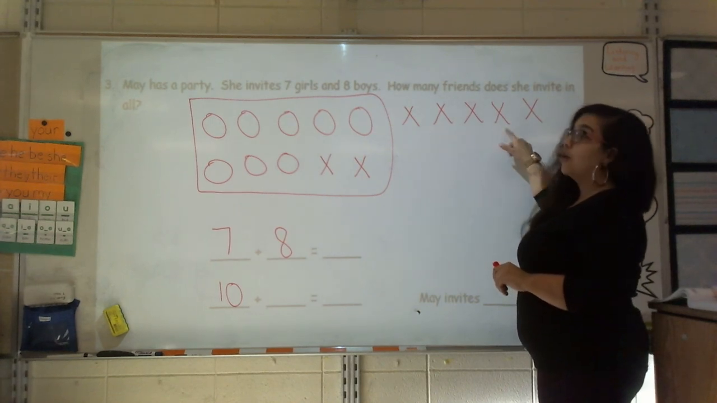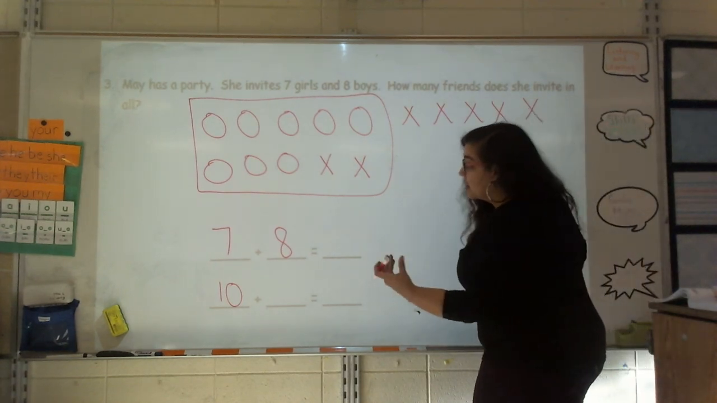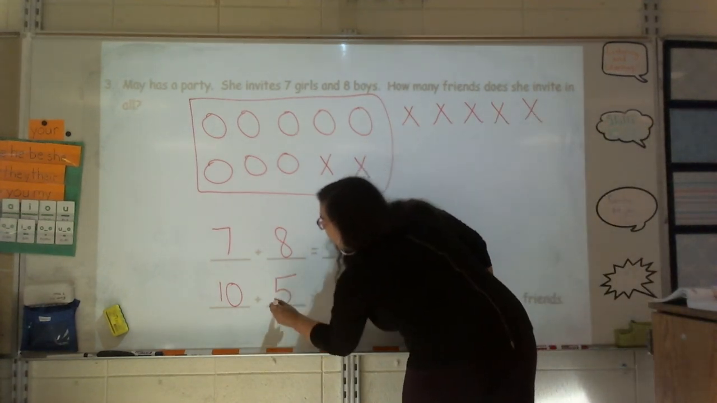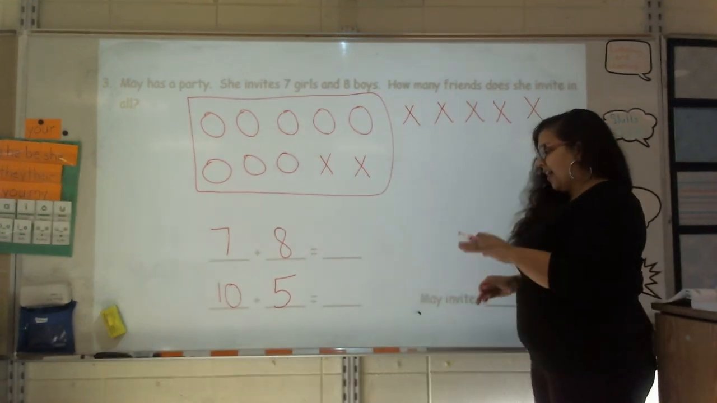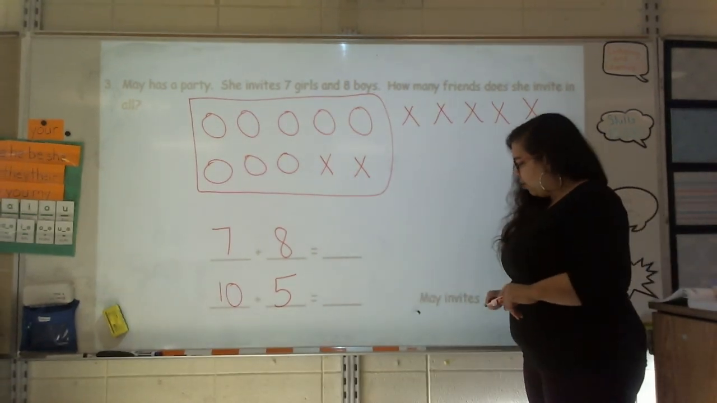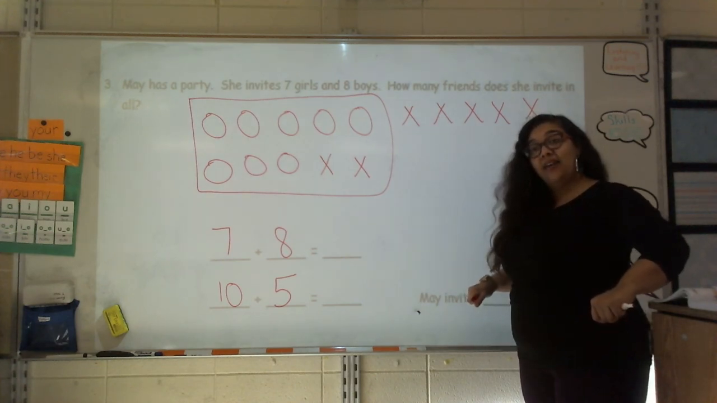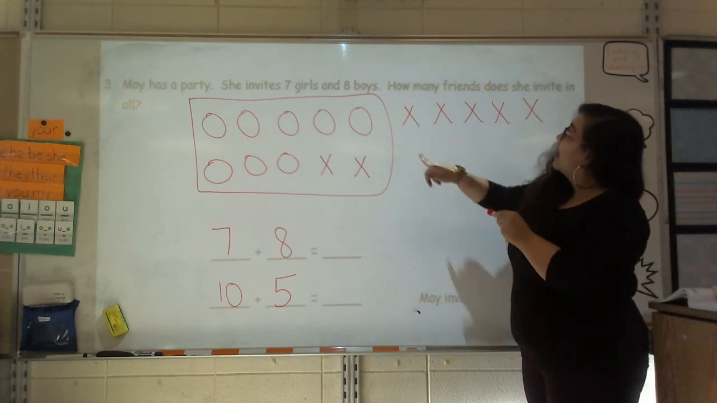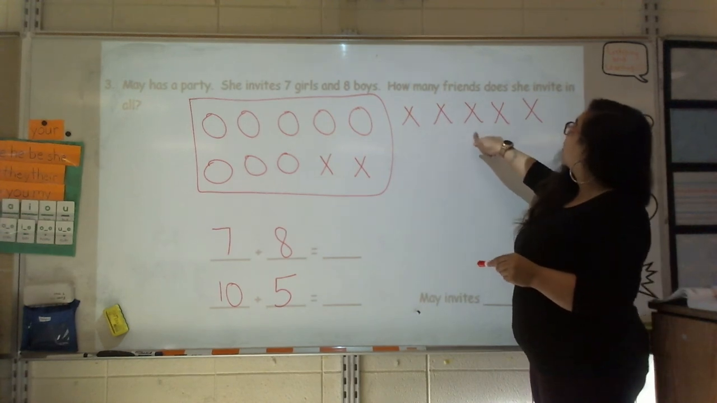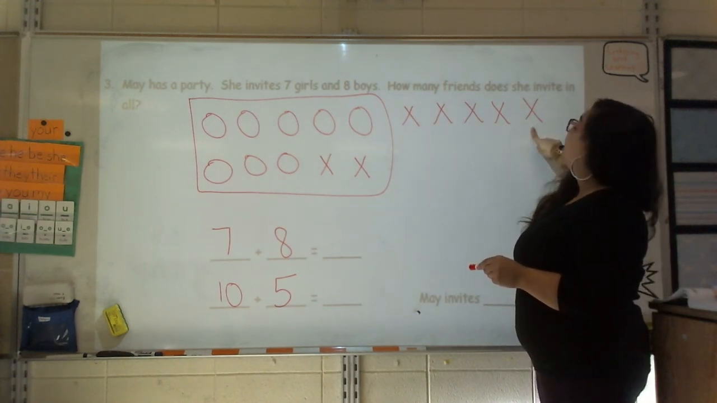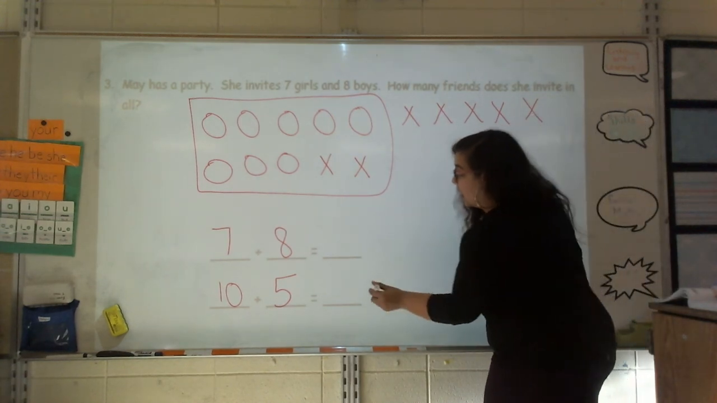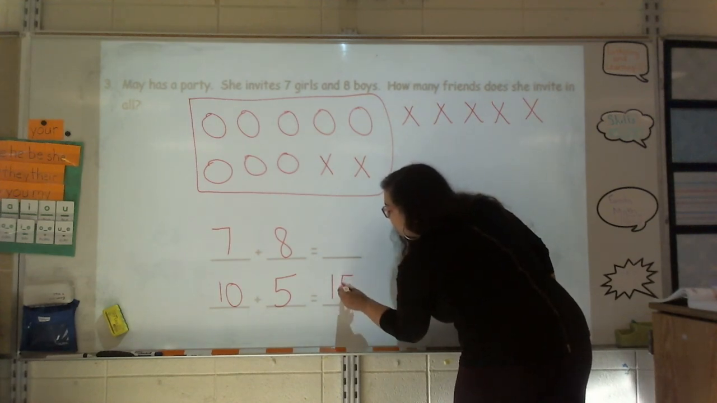1, 2, 3, 4, 5. 5. So 10 plus 5. 10 and 5 more. 10 and 5 ones. 10, 11, 12, 13, 14, 15. Good job. 10 plus 5 is equal to 15.